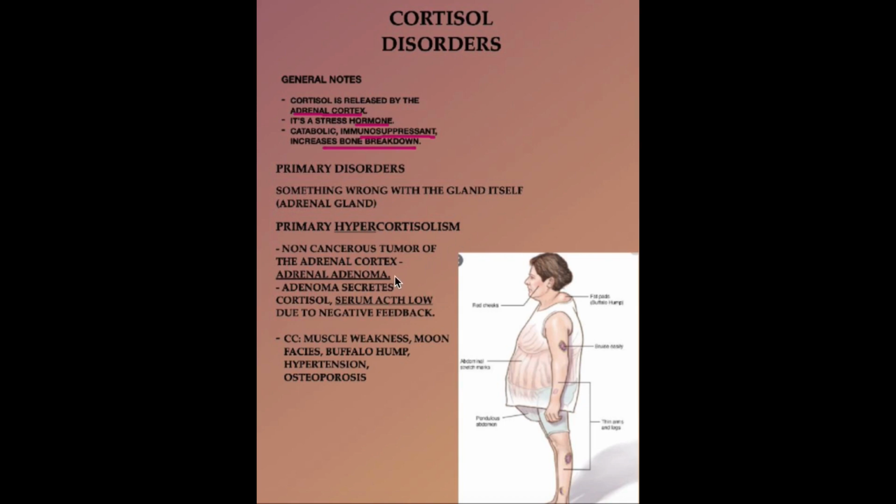This is most commonly due to a non-cancerous tumor of the adrenal cortex, also known as an adrenal adenoma. The adenoma secretes cortisol, and due to negative feedback, serum ACTH is low. Clinically, the person presents with muscle weakness, moon facies, buffalo hump, hypertension, and osteoporosis. On the side, there's a diagram showing all the clinical features of a patient presenting with hypercortisolism.